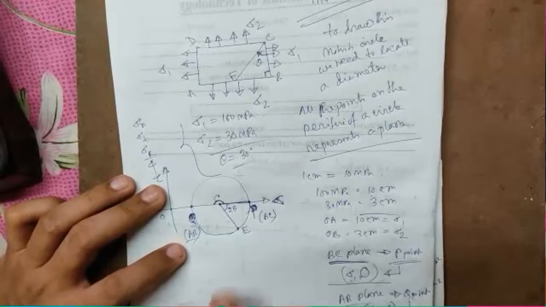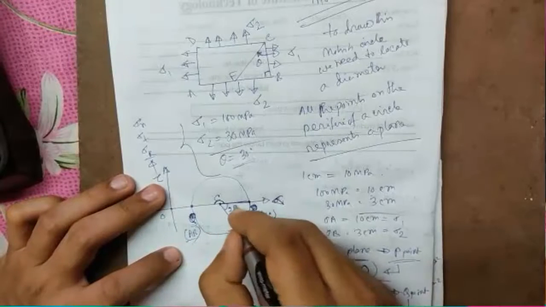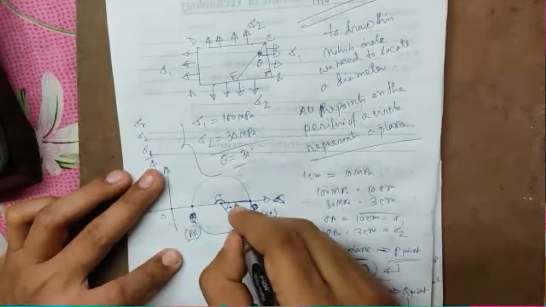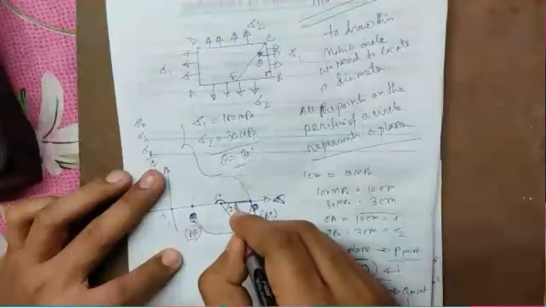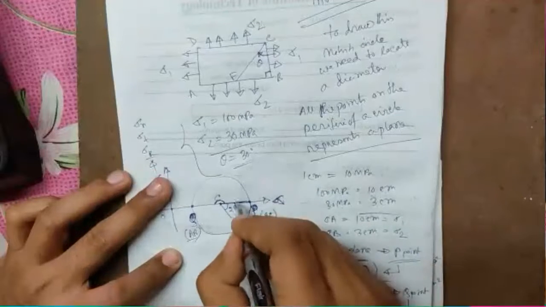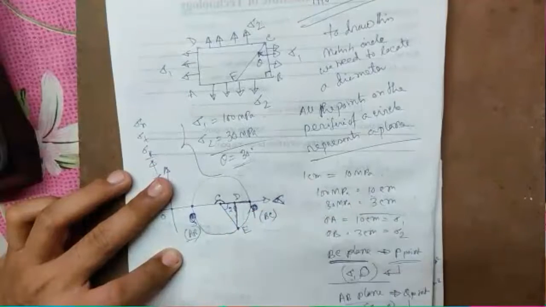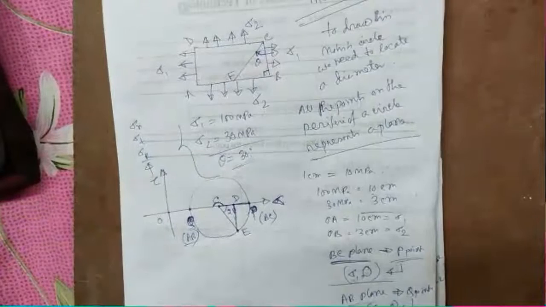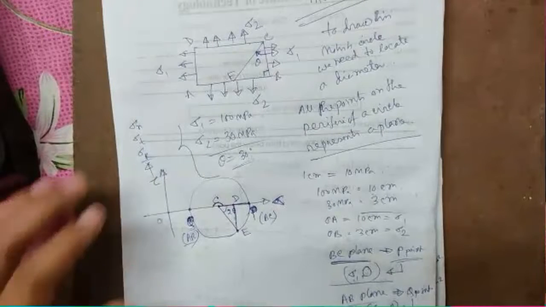Okay, let it be E point. So now, if we draw a perpendicular from E point to this x-axis, it intersects here at D point. I am saying it again. Remember the steps. I am repeating the steps.